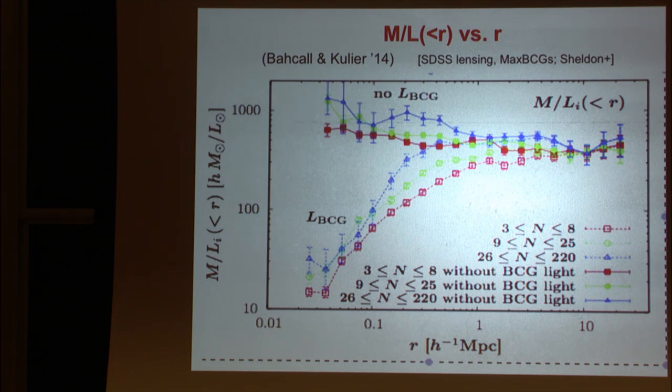Because you sit on the light, the light pulls you down, so M over L is small. If we just pull the BCG out, just the light, these are the curves. So you see, this is all the BCG, which is what you expect. You see, this is flat. It's actually rising because we only pulled the light. We didn't pull the mass out.